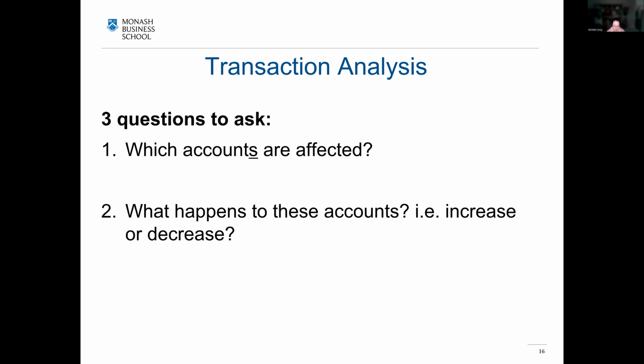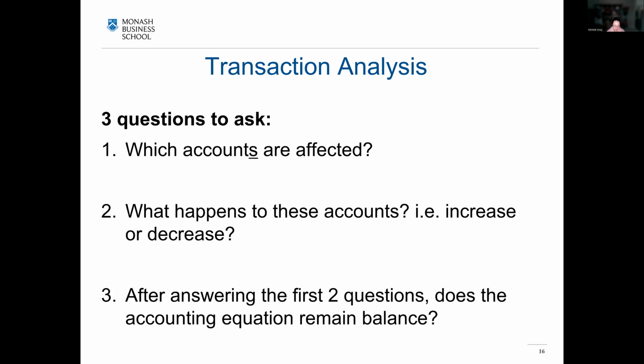Then the next question that you need to ask yourself is: what happened to these accounts? Whether one account increases or decreases, whether the second account increases or decreases. The last question you need to ask yourself, after you have answered the first 2 questions, is: does your accounting equation remain balanced or not? If not, then there must be something wrong. So the easiest way to illustrate these 3 questions is to do a few examples.